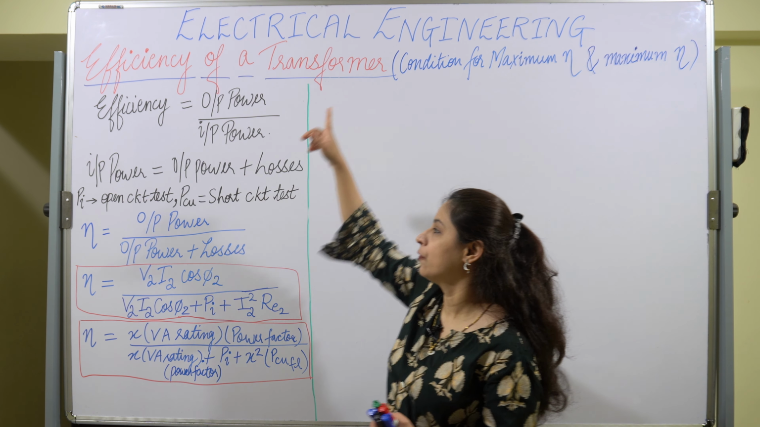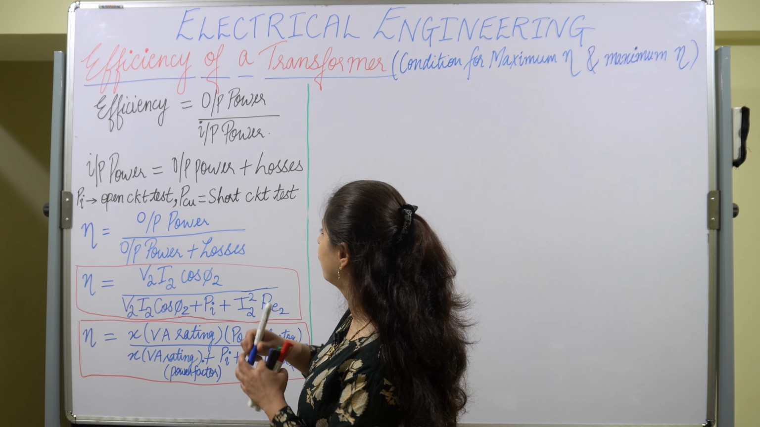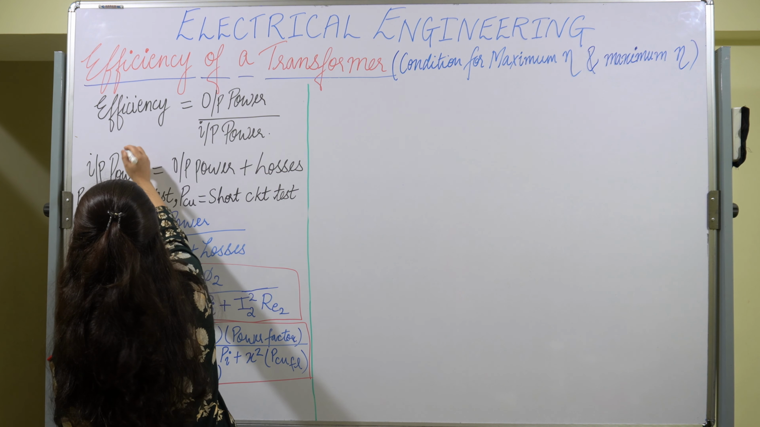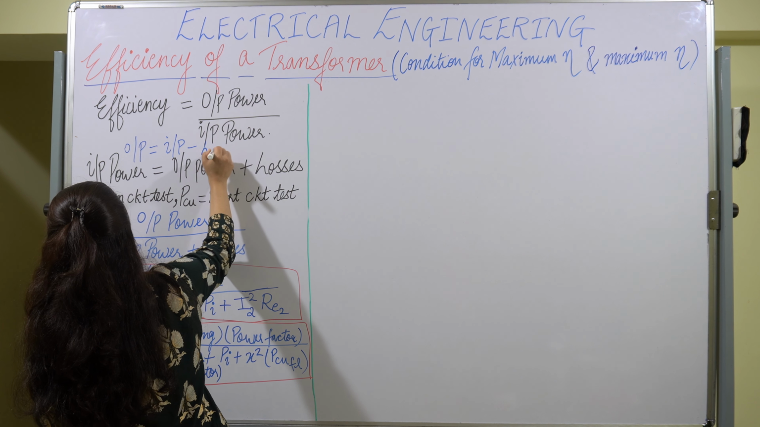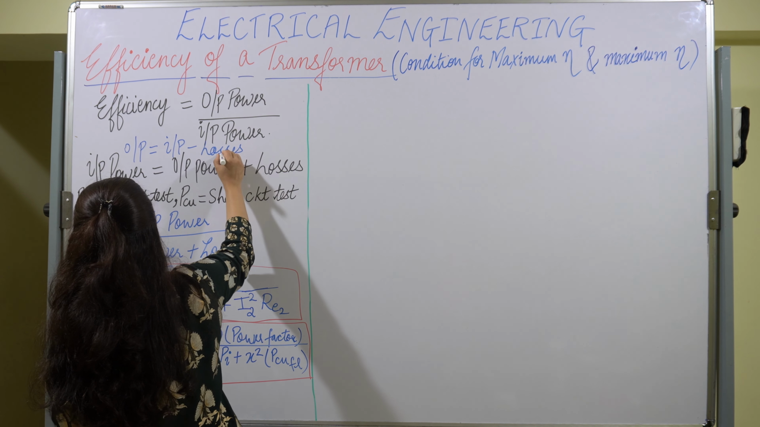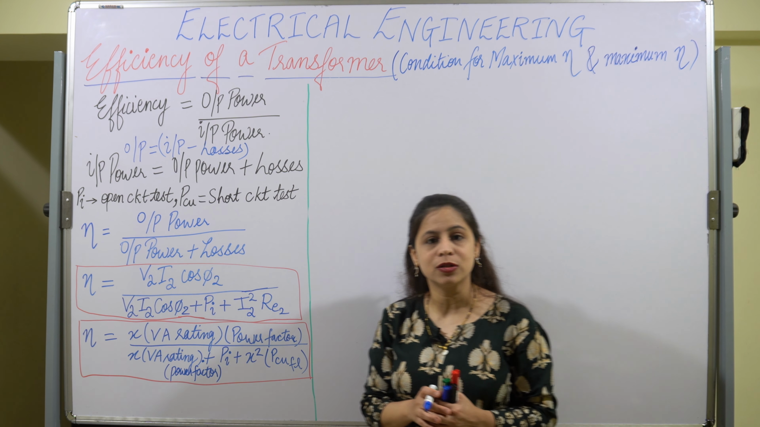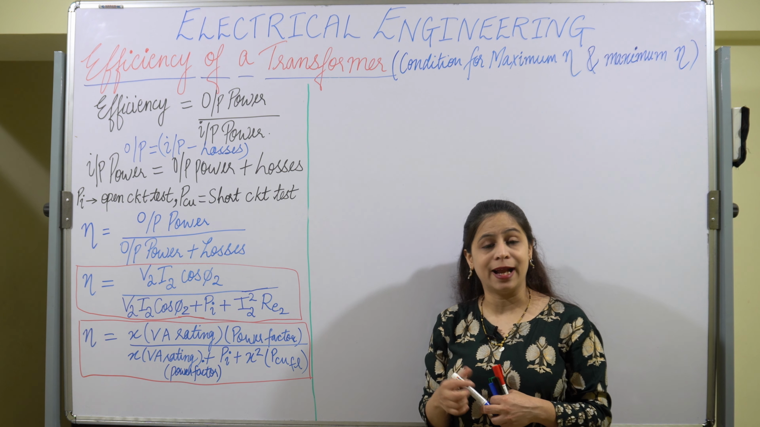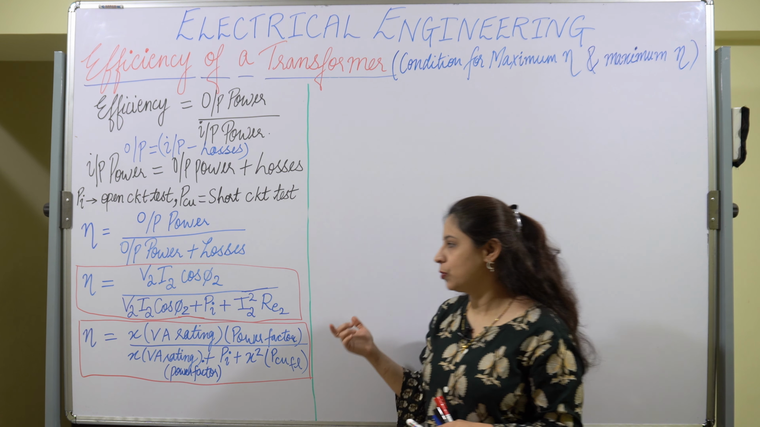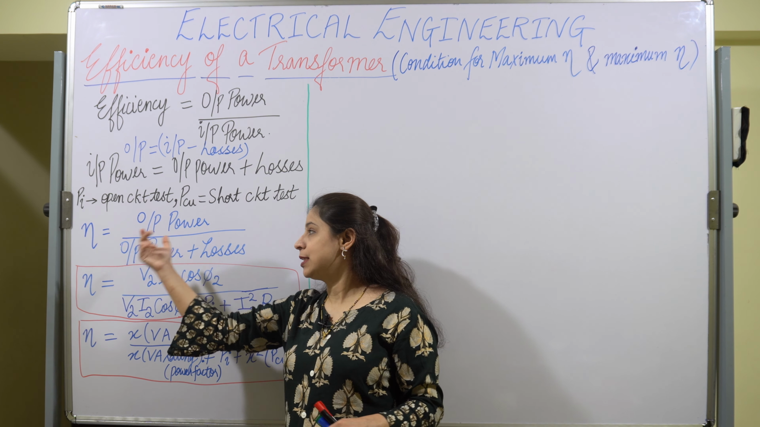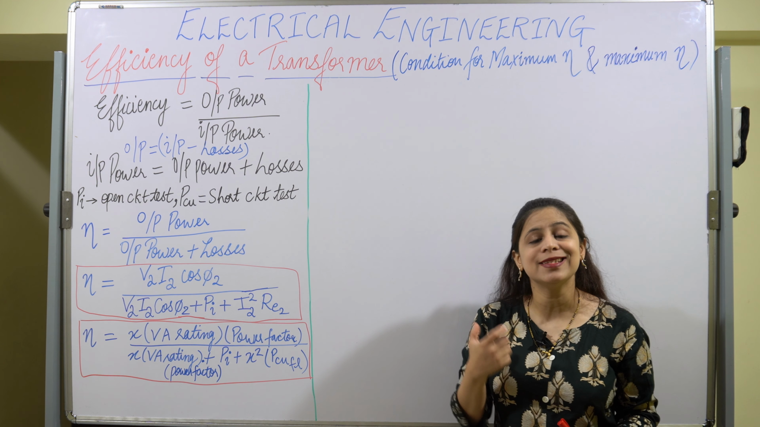In case you are taking the formula in terms of the input power, where the output is given by input minus the losses, or you can say the efficiency equals 1 minus the losses upon the input power, then you need to differentiate it with respect to I1, the input current. But since we are taking the efficiency in terms of the output, we are differentiating with respect to I2, that is the secondary current.